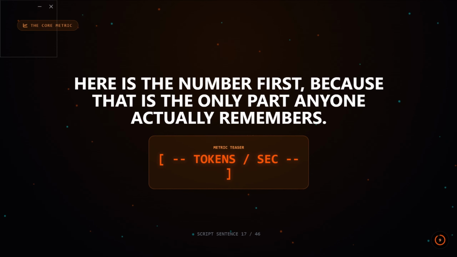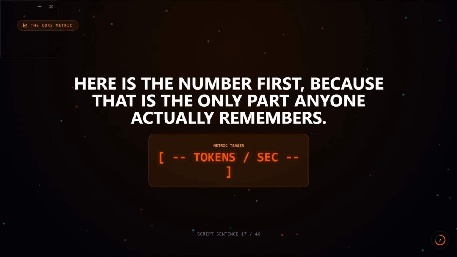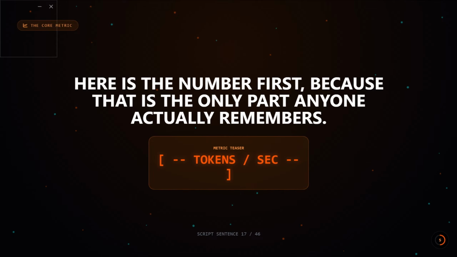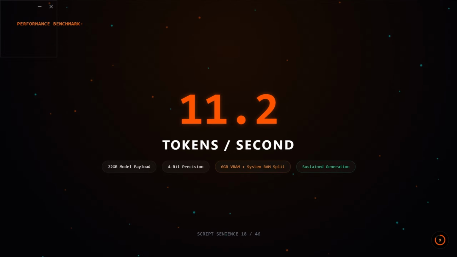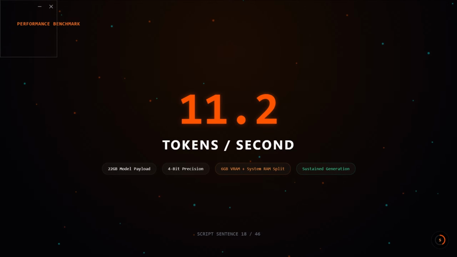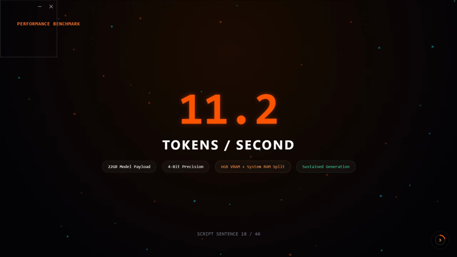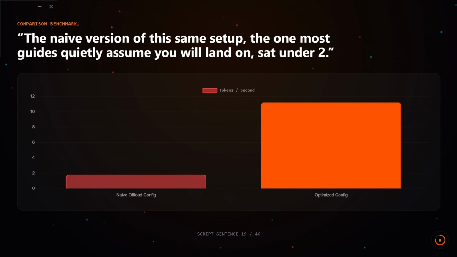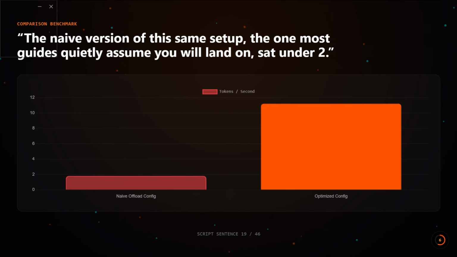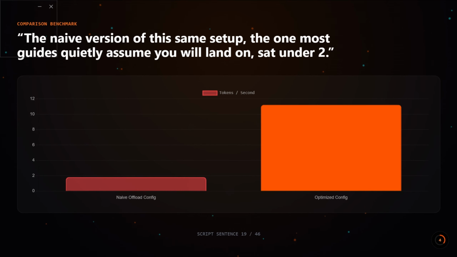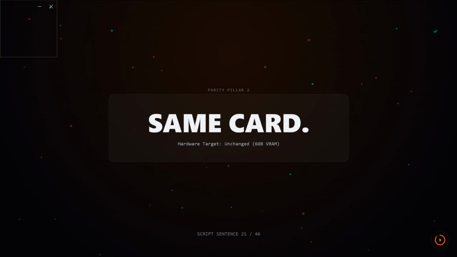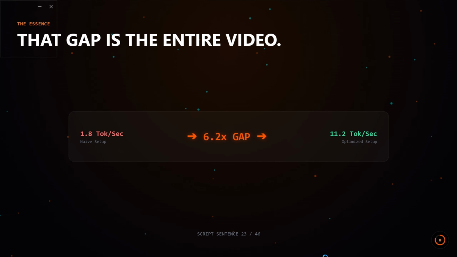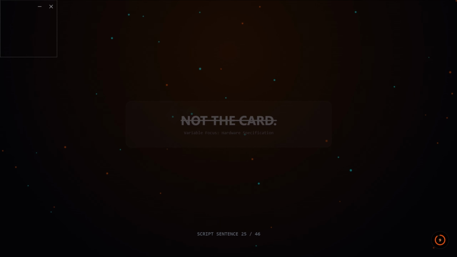Here is the number first, because that is the only part anyone actually remembers. A 22 gigabyte model, 4-bit, split across a 6 gigabyte card and system RAM, held above 11 tokens a second on a sustained generation. The naive version of this same setup, the one most guides quietly assume you will land on, sat under 2. Same model, same card, 1 config file apart. That gap is the entire video, not the model, not the card, the gap.